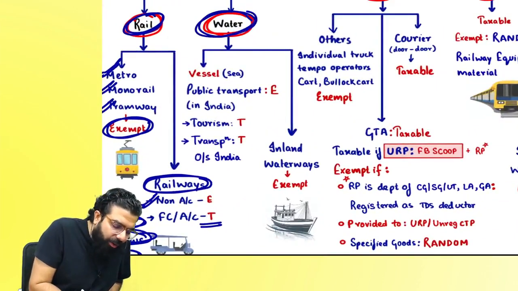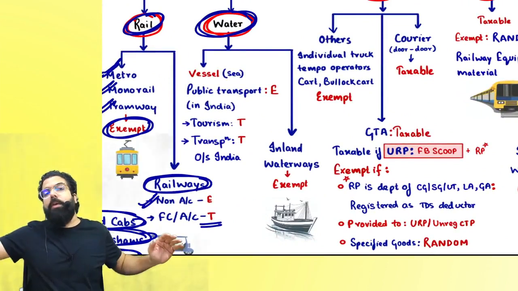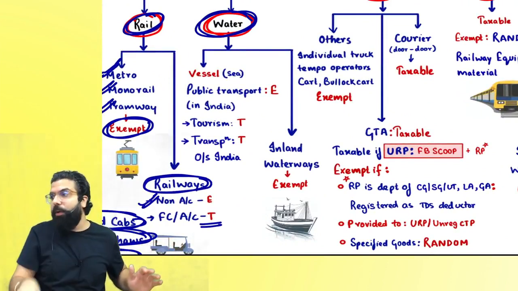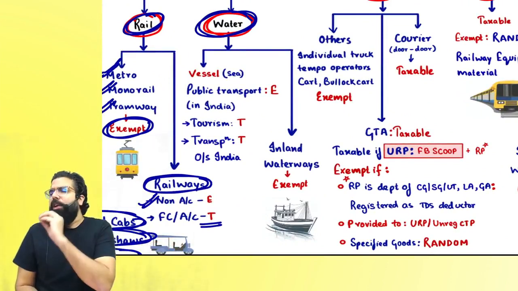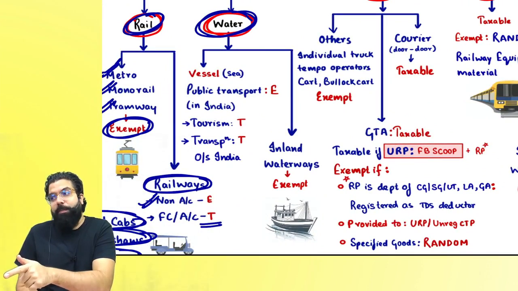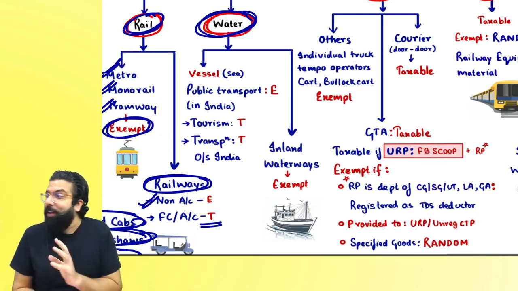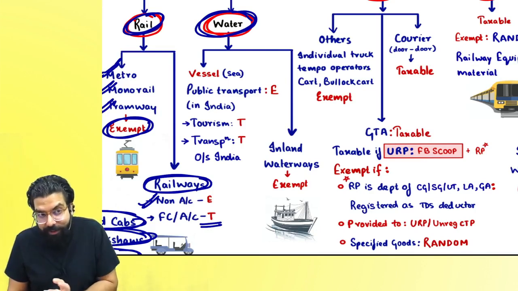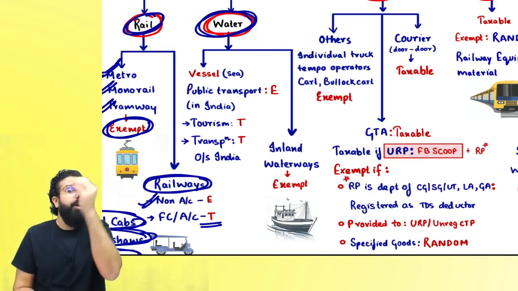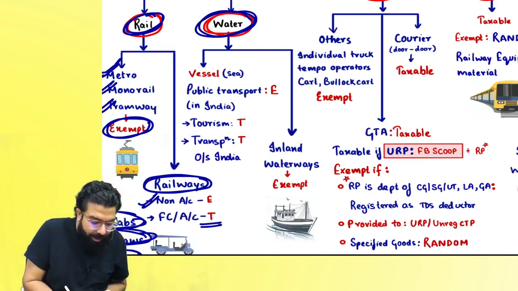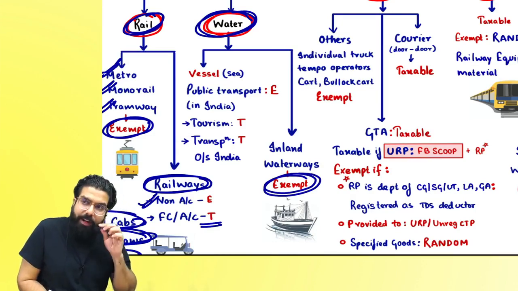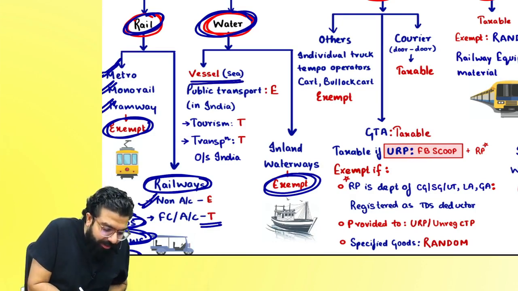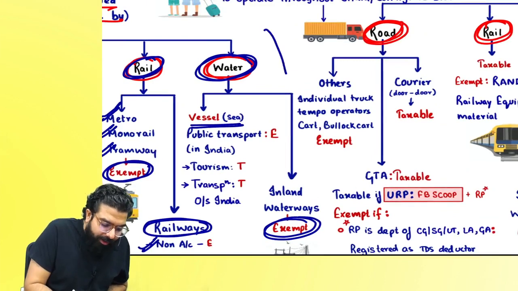Then we have the waterways in India. One is the river route, which is the inland waterways. Government says, use the rivers as much as you want, because on rivers there is no traffic. You will avoid traffic also. You will not create congestion on the road. Government is telling, very good. Use waterways, we will not charge any GST. GST will be exempted.